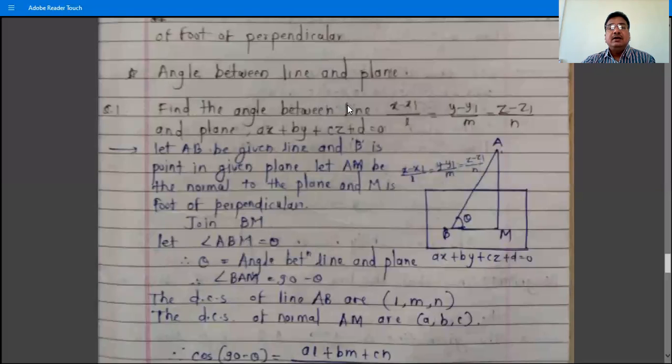Next topic is angle between line and plane. So find the angle between line and plane. The equation of line is given in the symmetrical form: (x minus x1) by L, (y minus y1) divided by M, and (z minus z1) divided by N. And the plane ax plus by plus cz plus d is equal to 0. So here, the angle between line and plane.